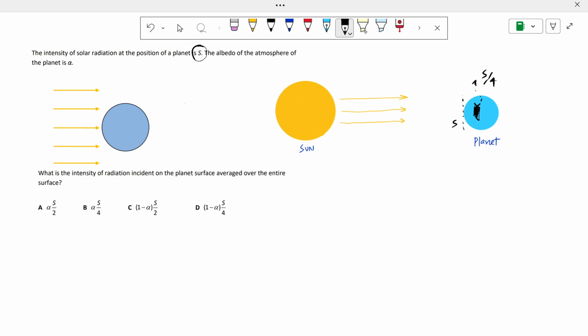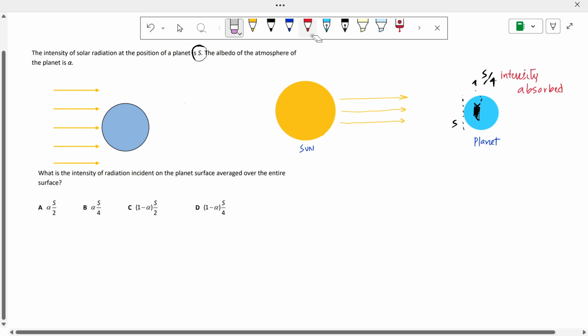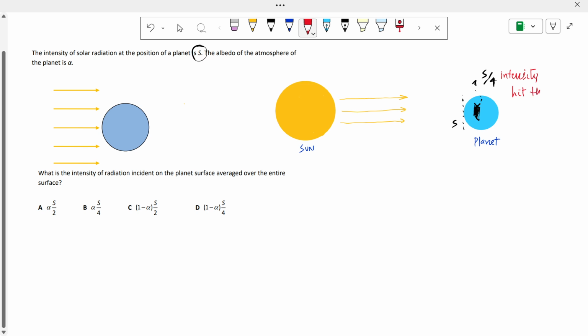Remember that S by 4 is the part that will absorb the intensity. Or in other words, we will say that S by 4 intensity is only absorbed in the planet. And actually we shouldn't say absorbed, it hits the surface. Now, we also have to include the factor of alpha.